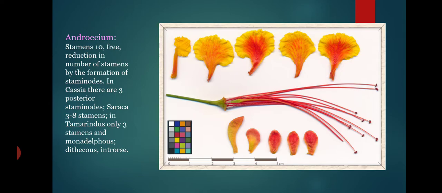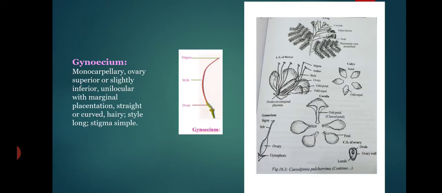So normally for complementary students, you can expect the experimental plant or exam plant as normally Caesalpinia, because in Caesalpinia there is no confusion. There we can see the normal stamens. Okay, and here from this figure we can see the characteristics of this Caesalpinia. And tamarind has only 3 stamens, which are monodelphous in nature and also diathecous and introrse. Okay, clear? And coming to Gynoecium.